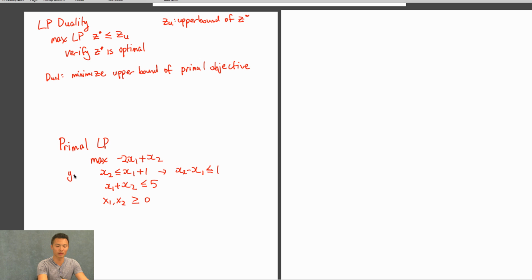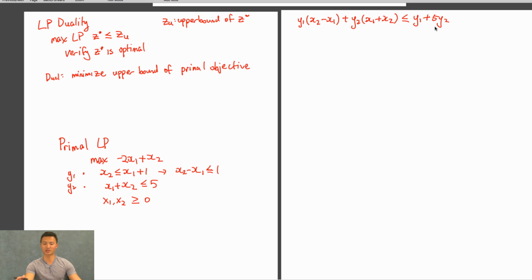We're going to add two multipliers, y1 and y2, multiply them into the constraints, and then add them up. So we're going to have y1 of (x2 minus x1) plus y2 of (x1 plus x2) is less than or equal to y1 plus 5y2. This is why we put it in generalized format: I can take the linear combination of the multipliers and the constraints, and it has to be less than or equal to the multipliers with the constraint on the right-hand side.